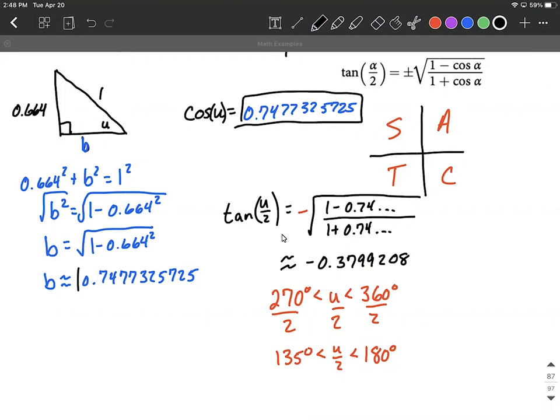I hope this helps out as you set this all up. Be careful step by step along the way about which quadrant the angle or the half angle is going to lie in. Hope this helps. Good luck on half angle formulas.